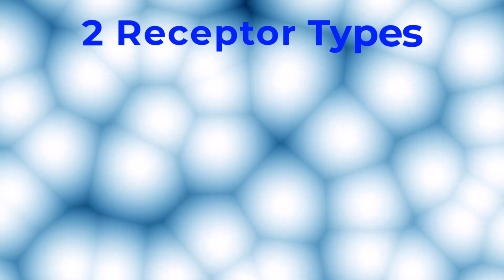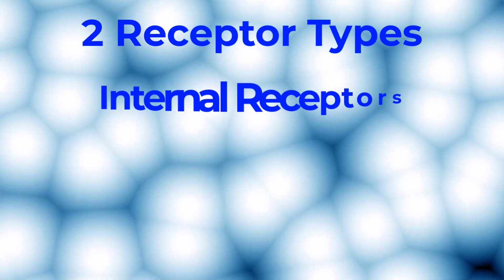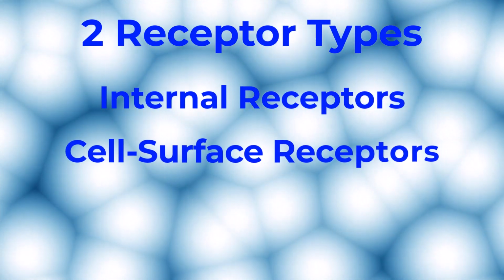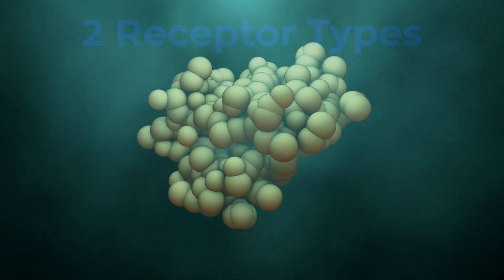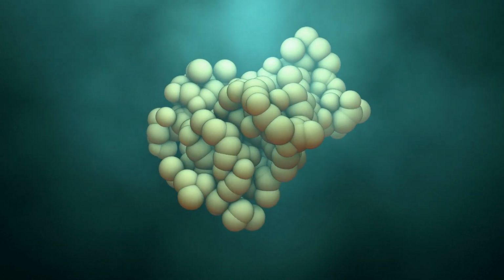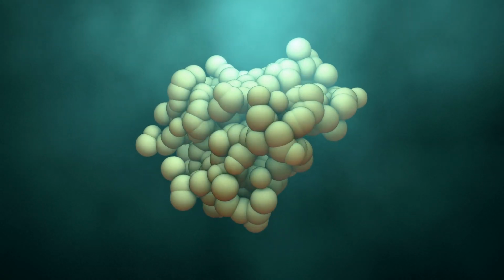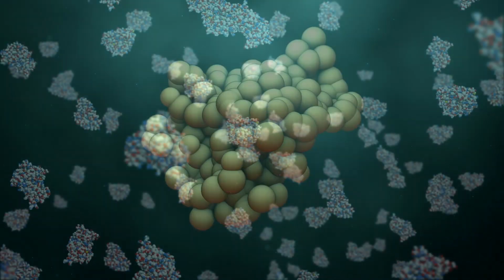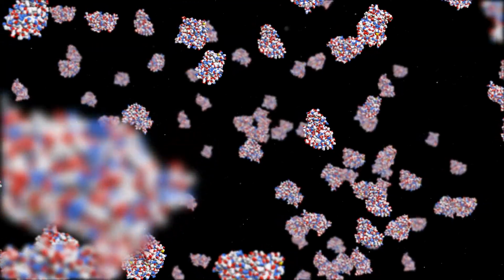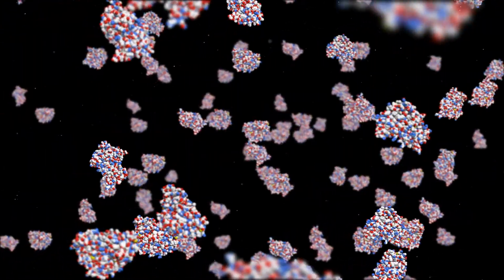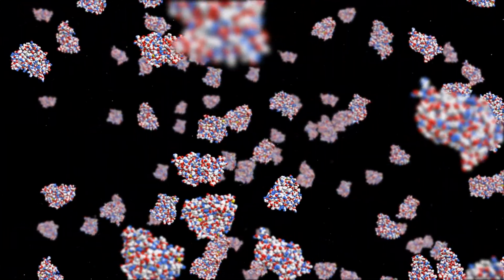There are two types of receptors: internal receptors and cell surface receptors. Internal receptors are also known as intracellular or cytoplasmic receptors. These are found in the cytoplasm of the cell and respond to hydrophobic ligands that are able to cross the membrane.